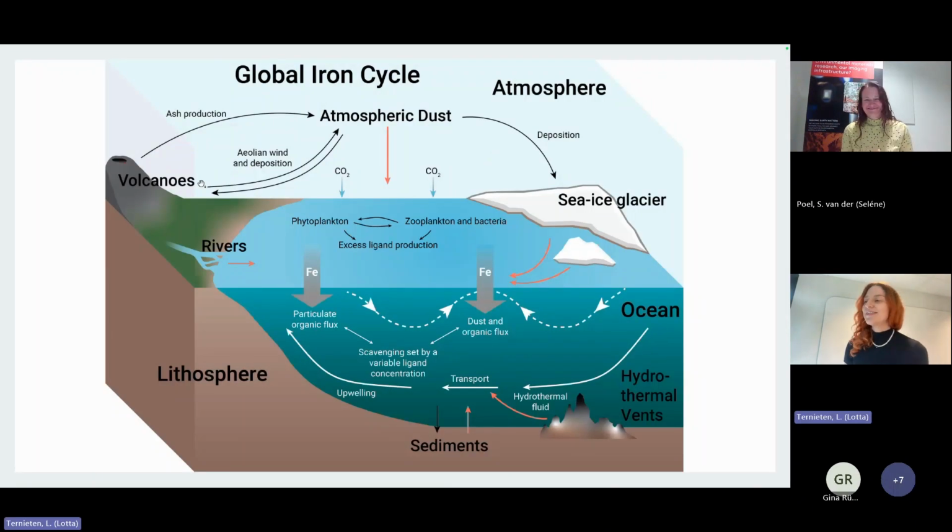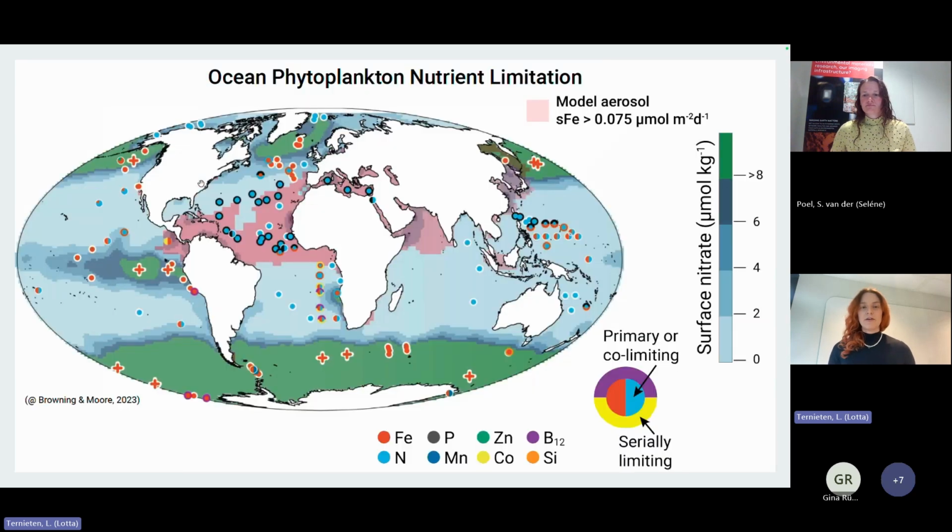Sorry. So first, let's talk a little bit about the iron cycle. Iron is an essential micronutrient for oceanic primary producers. However, the sources of iron, especially in the ocean, are very limited and often associated with the continents. So we have the input via the rivers or via atmospheric dust. And this leads to the fact that vast areas in the ocean are depleted in iron.